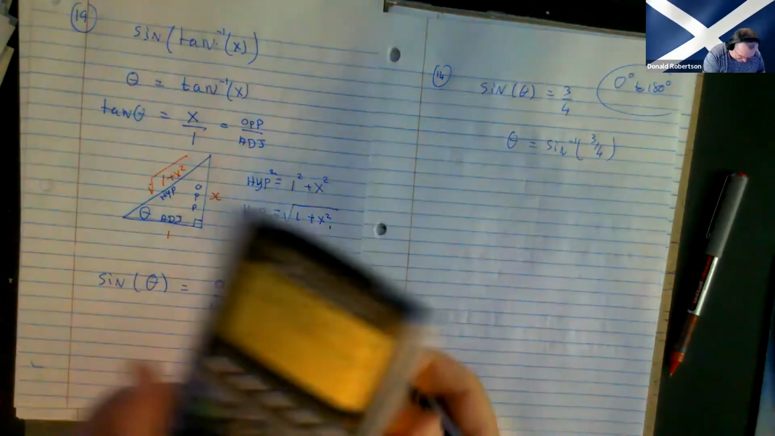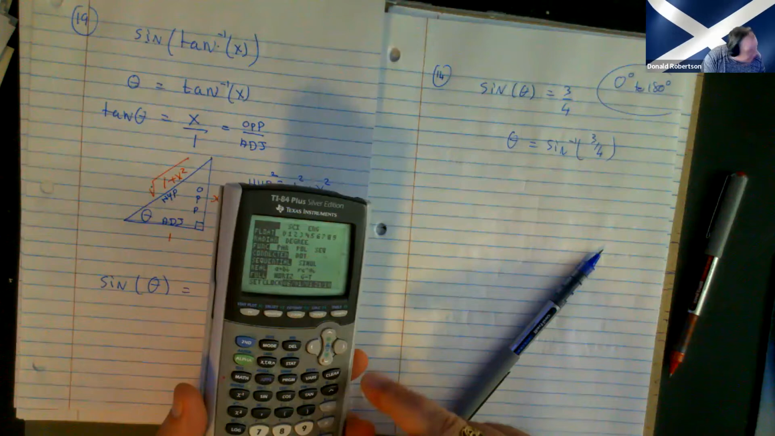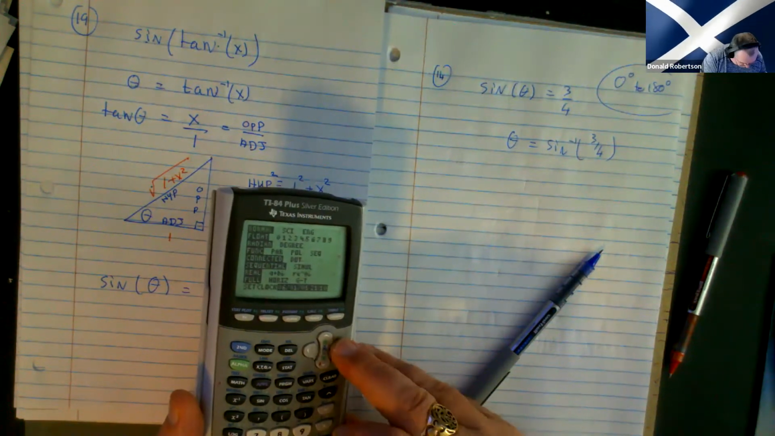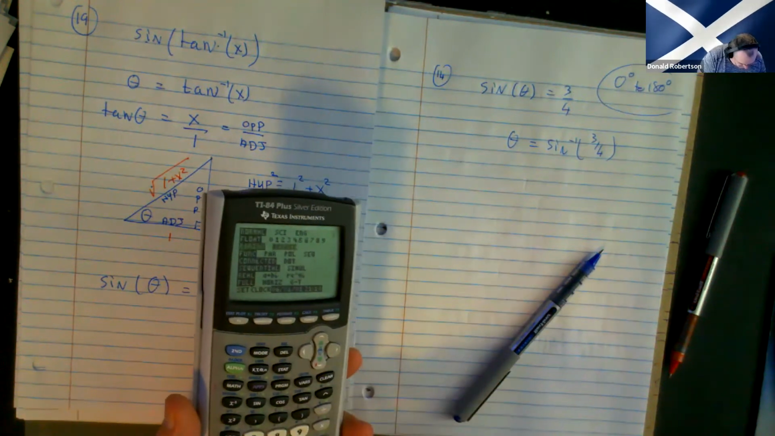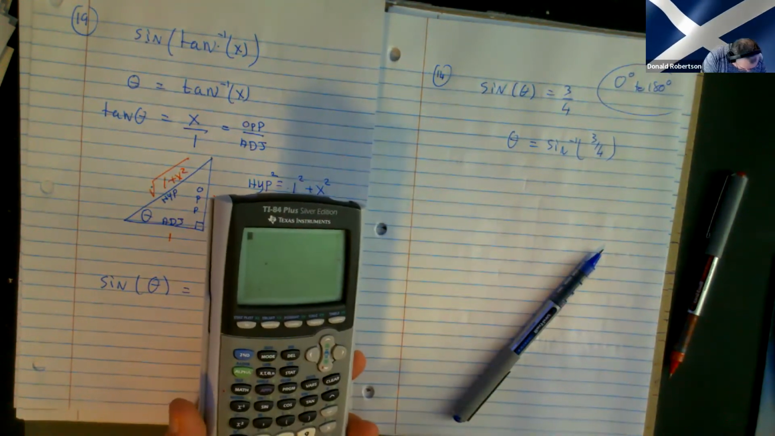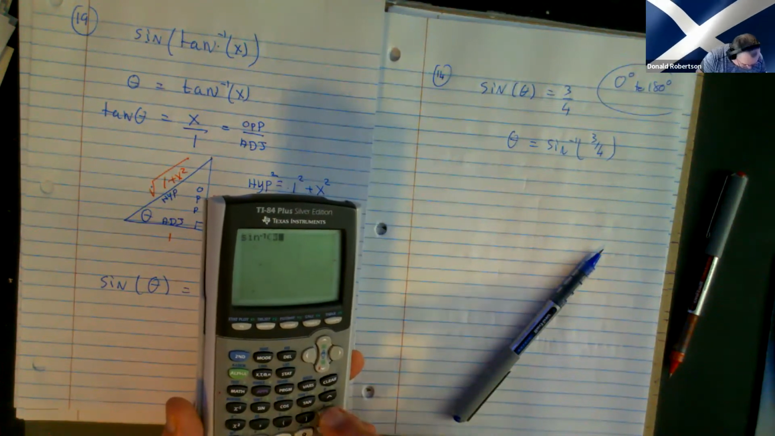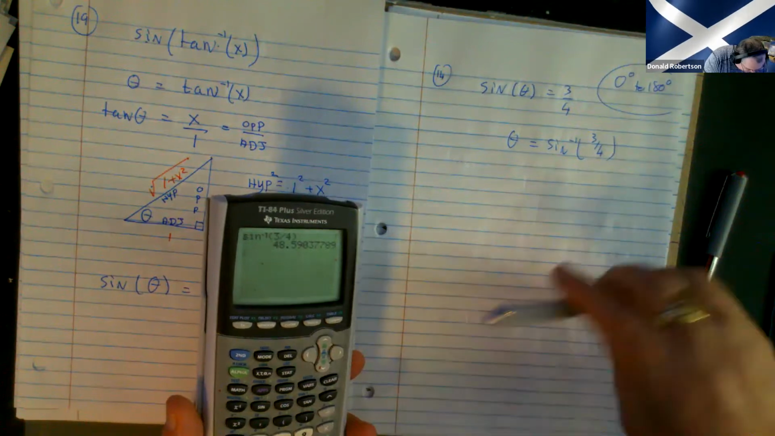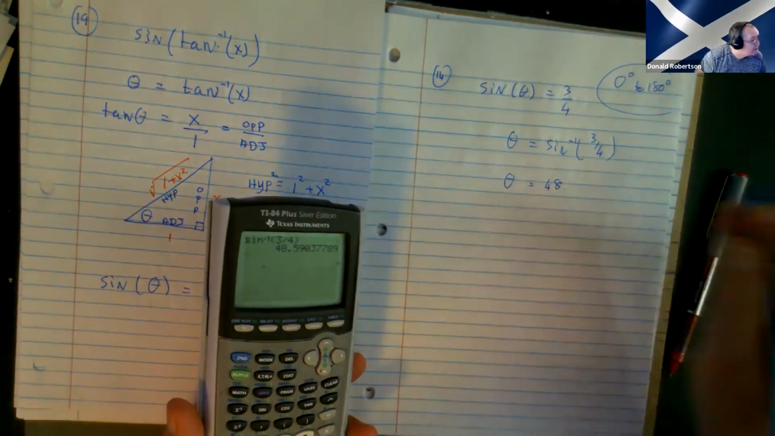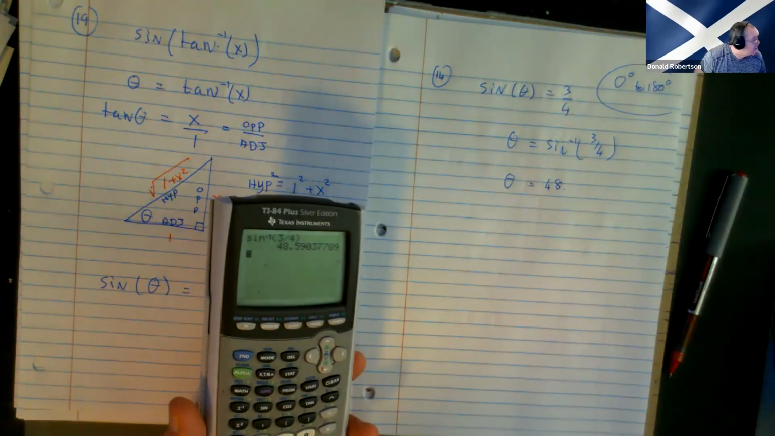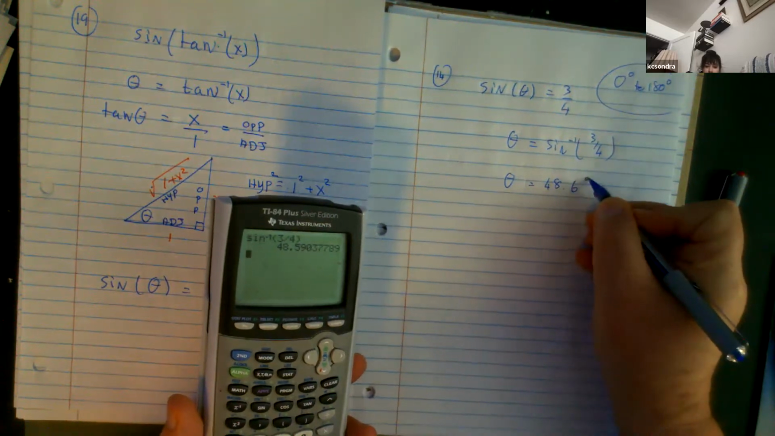So I go to my calculator. I make sure that I'm in degrees, because they tell you they want the answer between 0 and 180. So that means they want the answer in degrees. So back to degrees again. And now I'm going to go inverse sine, and I'm going to do 3/4. Nothing special. And the answer is 48. And how many degrees do they want here? 1 decimal place. Okay. So 48.6 degrees.